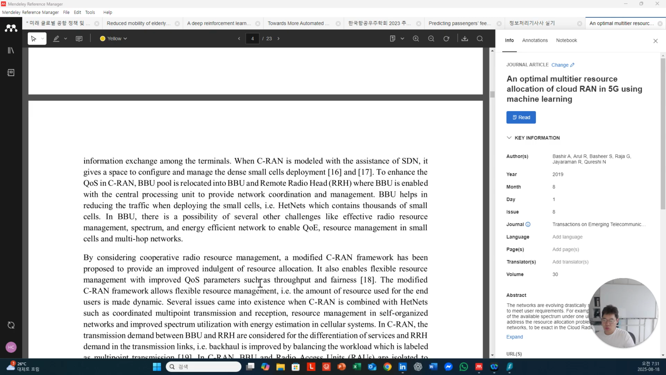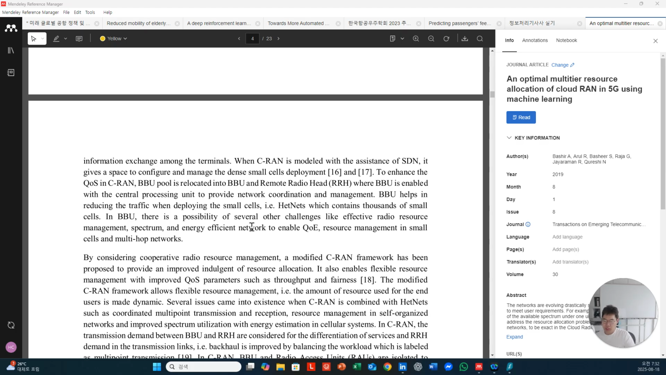BBU is enabled with a central processing unit to provide network coordination and management. BBU helps in reducing the traffic when deploying the small cells, HetNets, which contain thousands of small cells. In BBU, there is a possibility of several other challenges, like effective radio resource management, spectrum and energy efficient networks, to enable QoE, resource management in small cells and multi-hop networks.